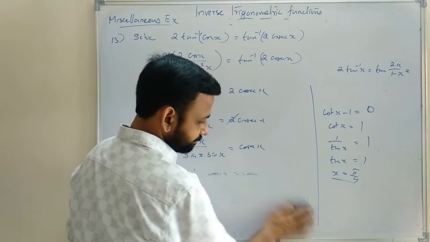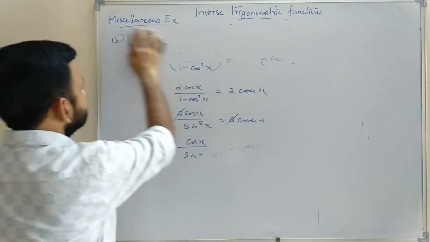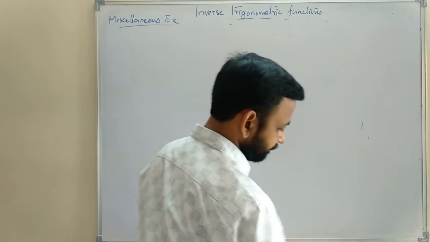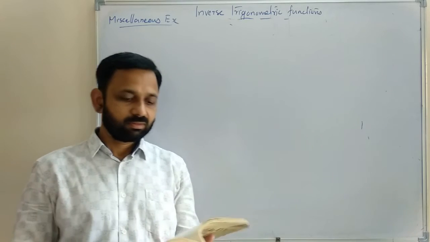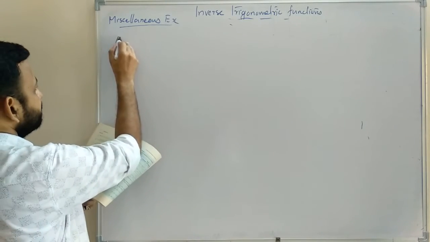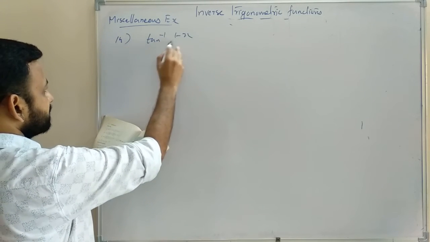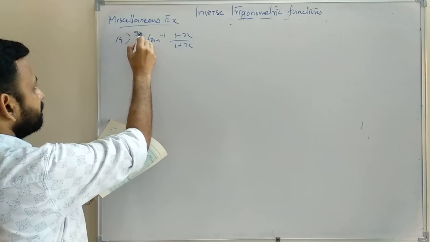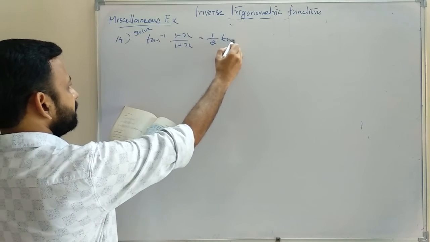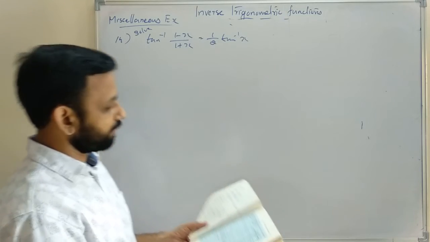We will do question number 14. We need to find the value of x: tan inverse (1 minus x upon 1 plus x) is equal to 1 by 2 tan inverse x. Solve for x.